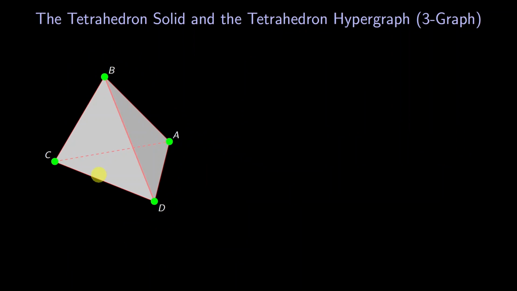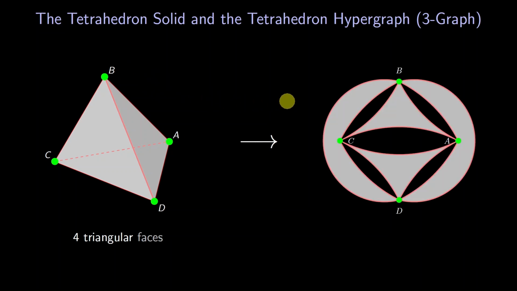It's a solid in 3-dimensional space. It has 4 vertices, A, B, C, and D. It has 4 faces, each a triangle. For instance, BCD is a face. We can view a tetrahedron as a hypergraph. The tetrahedron hypergraph has 4 points, also A, B, C, and D. Each face of the tetrahedron solid maps to an edge of the hypergraph, a triple of points. For example, BCD is an edge of the hypergraph.